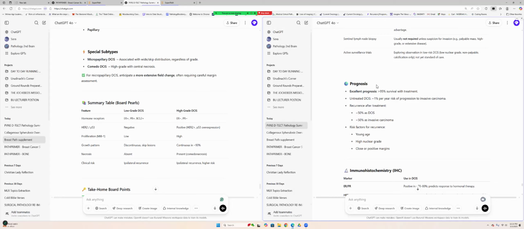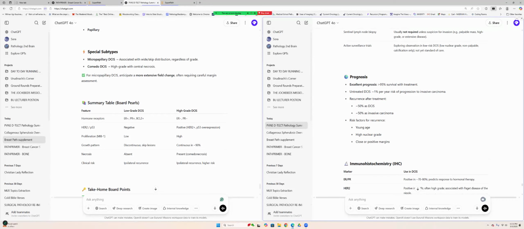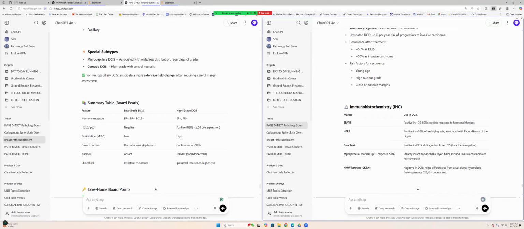What's the prognosis for this? 95%. Untreated DCIS has 1% per year risk of progression to invasive carcinoma. Recurrence risk after treatment is 50% for DCIS, 50% for invasive carcinoma. Risk factors for recurrence: young age, high nuclear grade, close or positive margins.